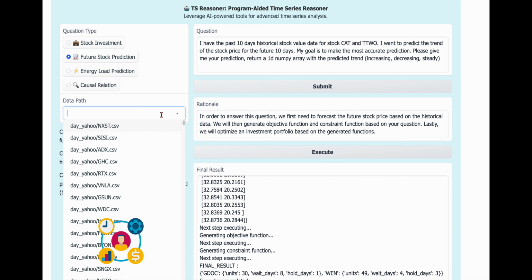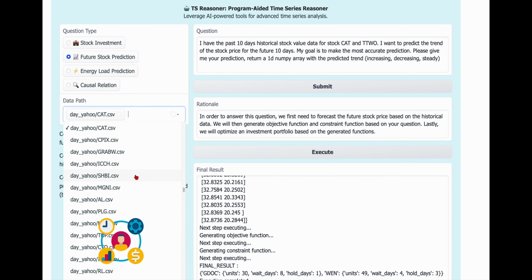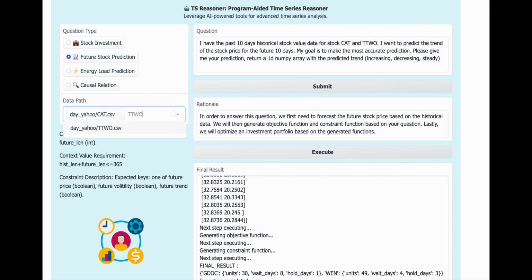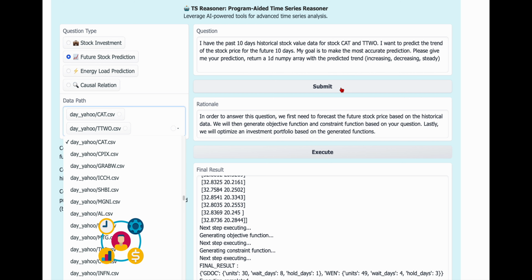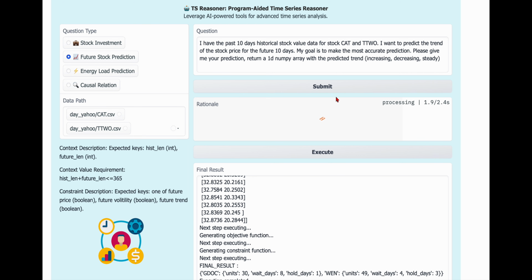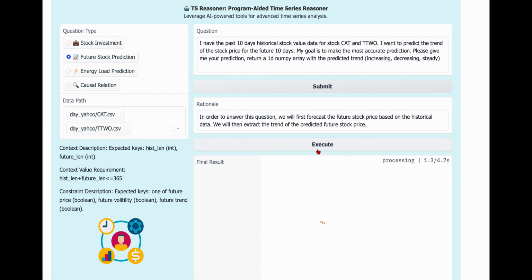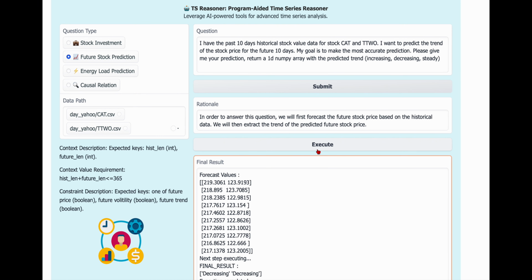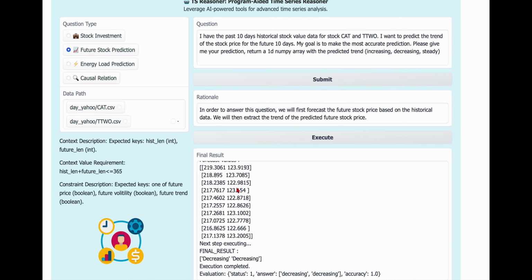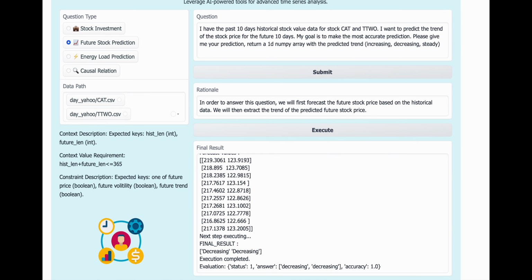You are free to change to any stock type you want and any target, like volatility or trend, to predict. Now the prompt is to predict the future trend given information about two stocks. The rationale shows the Reasoner will forecast the future stock price based on time series foundation models such as Tempo and Time-LLM. You can see the final results show the forecast values and trend for the target stocks generated by the TS Reasoner.